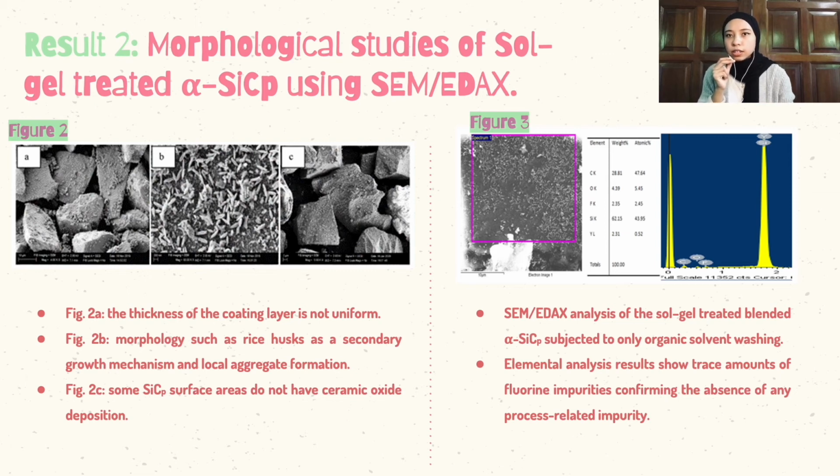Figure 3 shows the SEM-EDAX analysis of the sol gel treated blended alpha silicon carbide particles subjected to only organic solvent washing. The elemental analysis results show no trace amount of fluorine impurities, confirming the absence of any process-related impurity picked up in the surface treatment process methodology used.